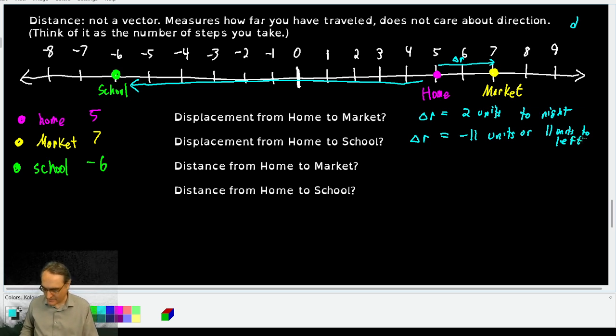Okay, notice I'm having to specify direction somehow. Technically, the first one you could just say it's 2 units because the plus implies it's to the right already.